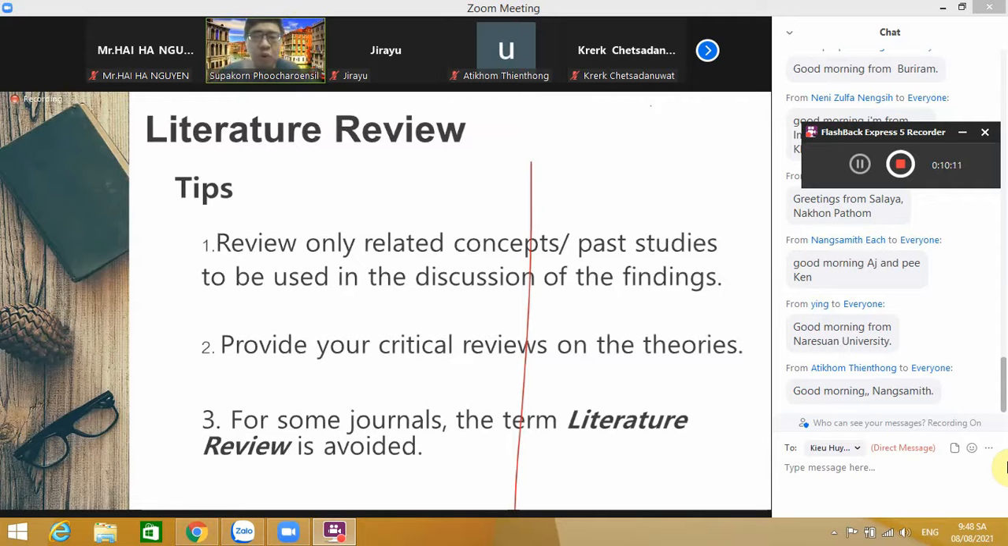And review only past studies. So bear in mind that there must be studies that are necessary and are going to be cited in the discussion of the findings. Otherwise, you can consider not taking them in the literature review, and provide critical reviews on the theory. Don't just review them and put them in chronological order. That's the way our MA students often do.